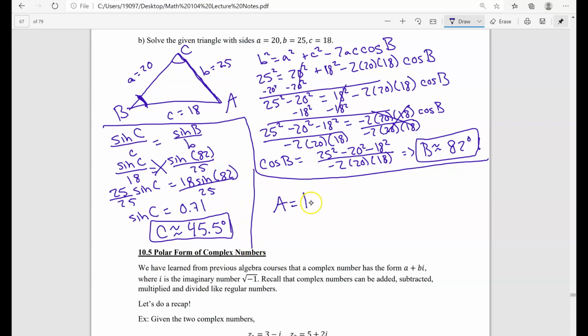So A is just going to be 180 minus the other two. Of course you can use the law of sines or cosines, but I think this is going to be easier. So 180 minus 82 plus 45.5. And that's going to give me 52.5 degrees. Okay, and that's how you do these types of problems.